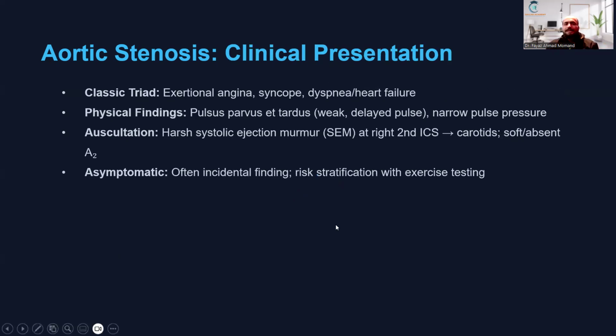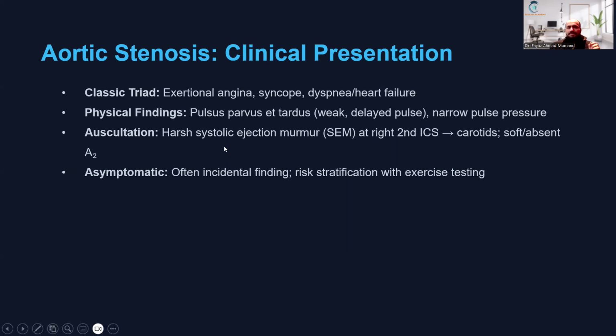Clinically, you would see patients getting exertional chest pain, syncope, dyspnea, signs of heart failure. On physical exam, you will see pulsus parvus et tardus, or weak delayed pulses. Pulse pressure will come down. The difference between systolic and diastolic blood pressure would be narrowed.